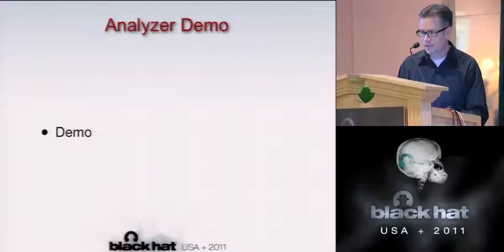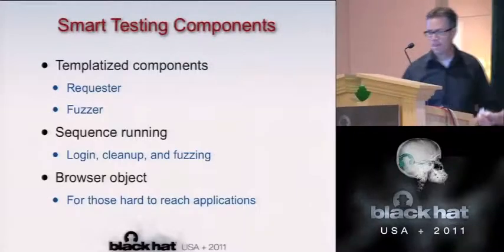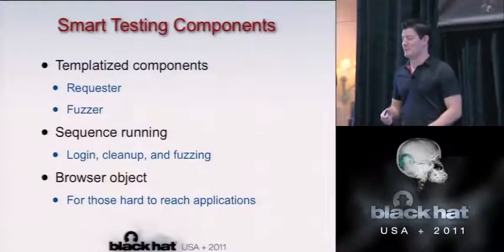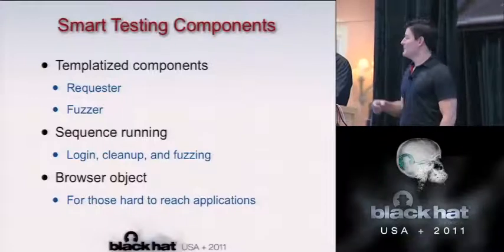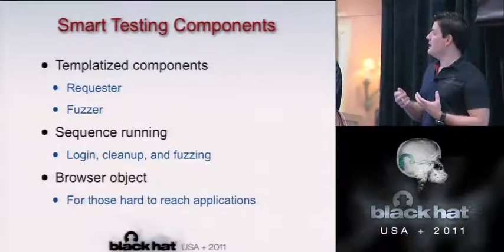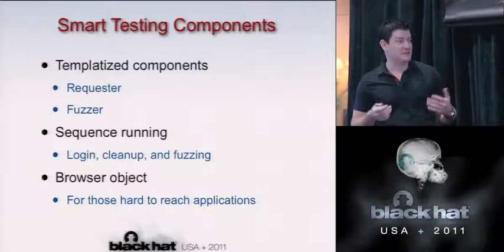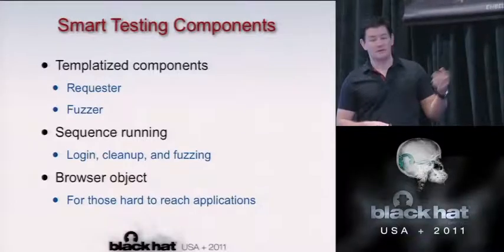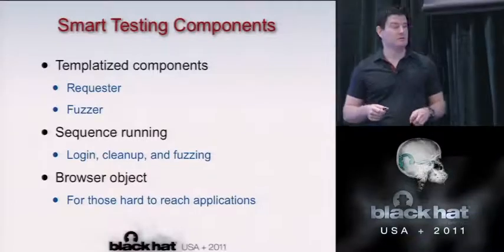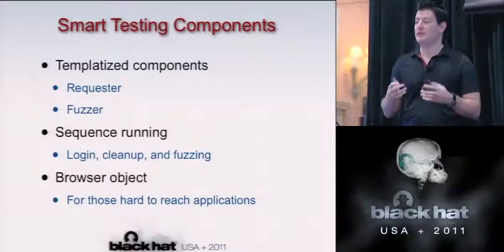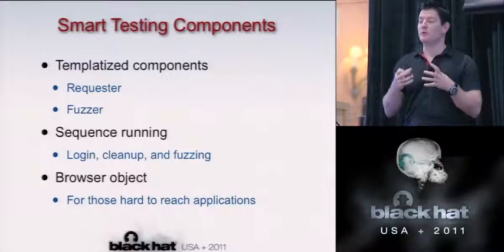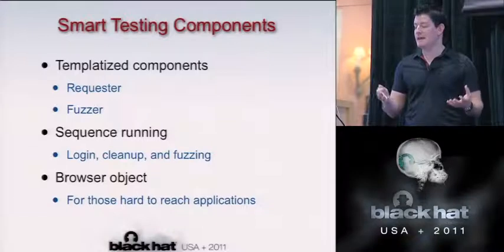Okay. Let's see. So I think we're going to move this along. We saved all the good stuff for last, and now we're running out of time. So, we have some implemented smart testing components. So as far as the requester goes, we have the requester and the fuzzer. They're all template based. So you can take data from multiple locations, define your template, and then run it.